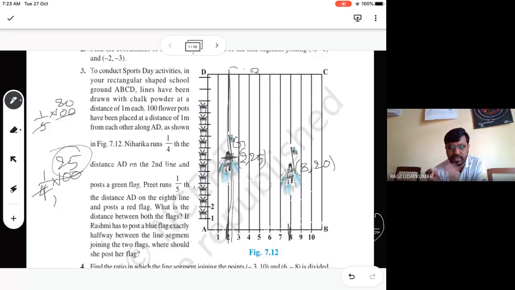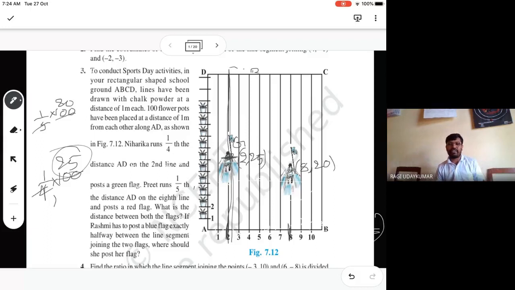The first question can be asked: what are the coordinates of the green flag posted? And what are the coordinates of the flag posted by Niharika? Like that, different questions may be asked to you. Okay. So if Rashmi has to post the blue flag, exactly first ये दोनों के बीच में कितना distance है मांग रहे. Then after, Rashmi has to post a flag exactly halfway between the line segment joining the two flags. Where should she post the flag?